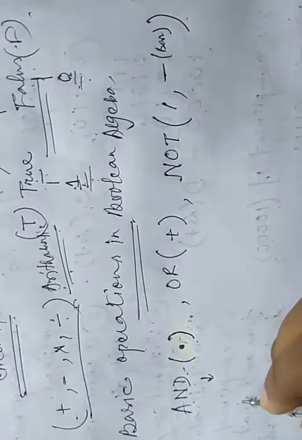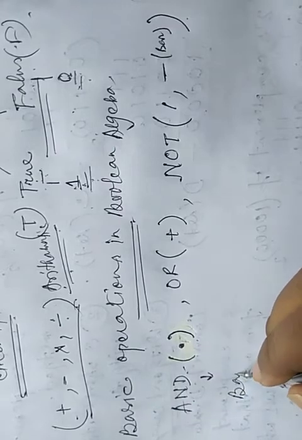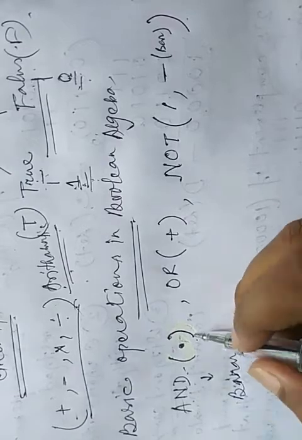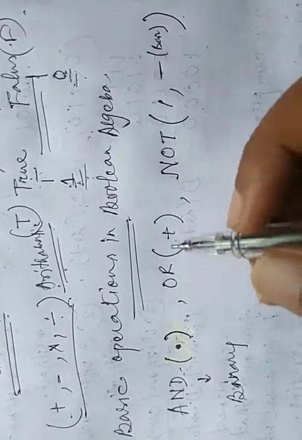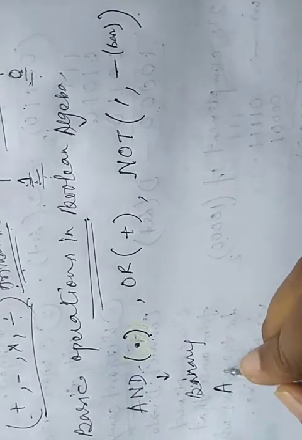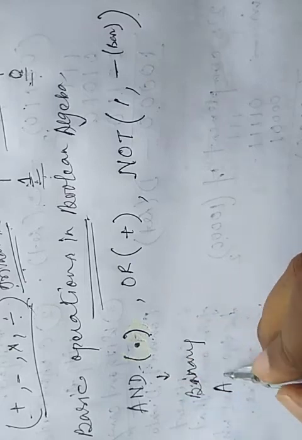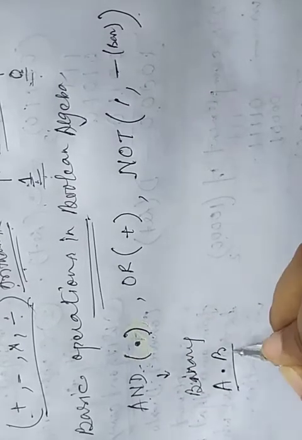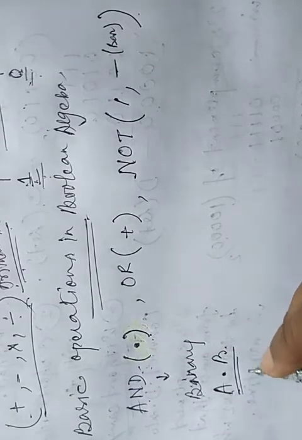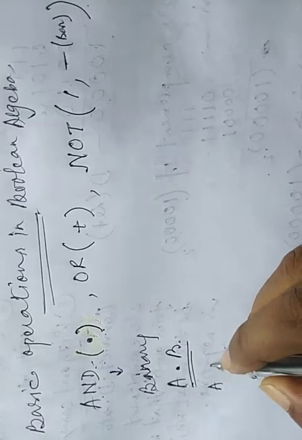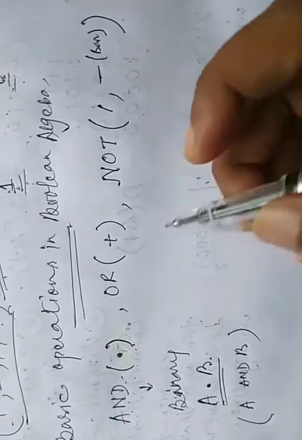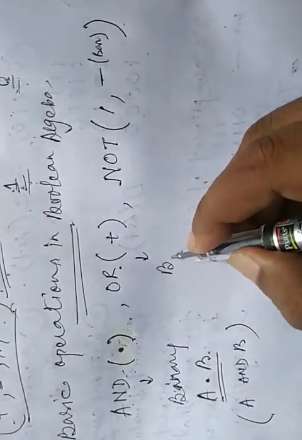AND is a binary operator. Binary means an operator works on two variables. Two variables means we can write it this way. If A and B are two logical variables, we can write the AND operation as A dot B. A dot B is denoted as A and B.